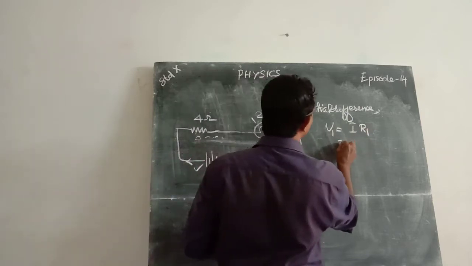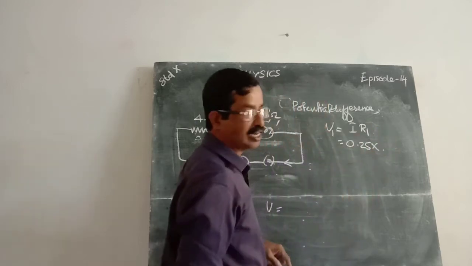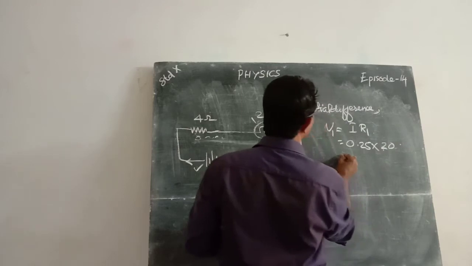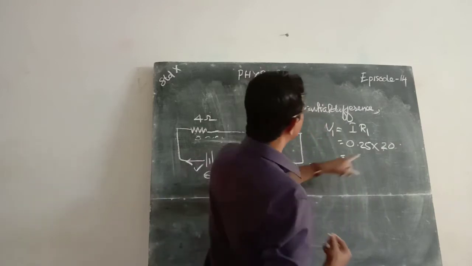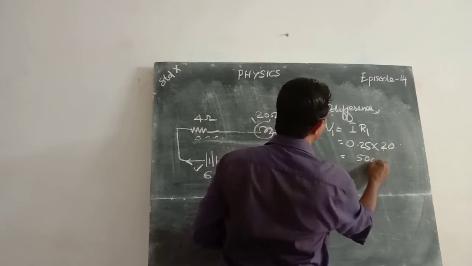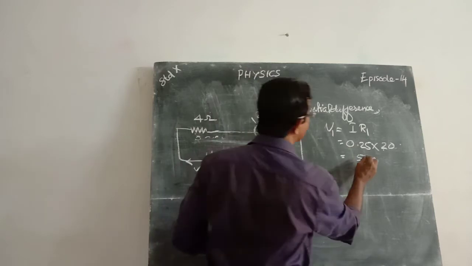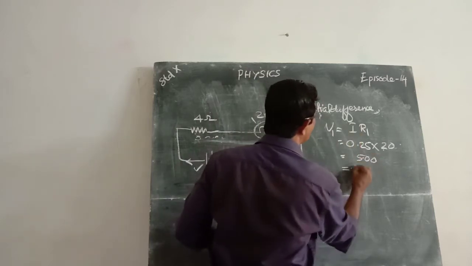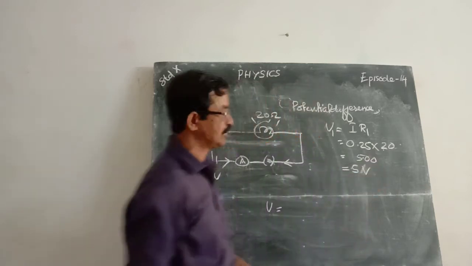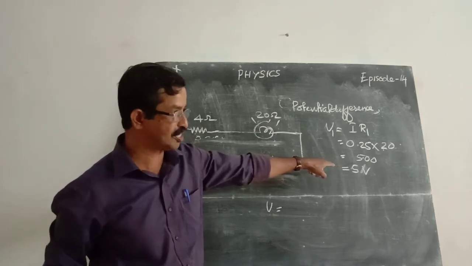V1 is equal to I into R1, that is 0.25 into R1. R1 is how much? That is 20 ohm. So 0.25 into 20 is equal to 5. What is the unit of potential difference? Volt. So the potential difference across the lamp is 5 volt.